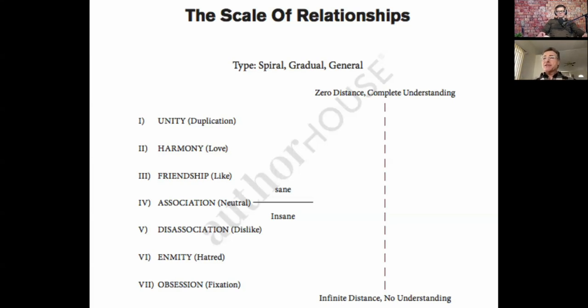And the next thing up is disassociation. Now we're getting into what we see in the average person.